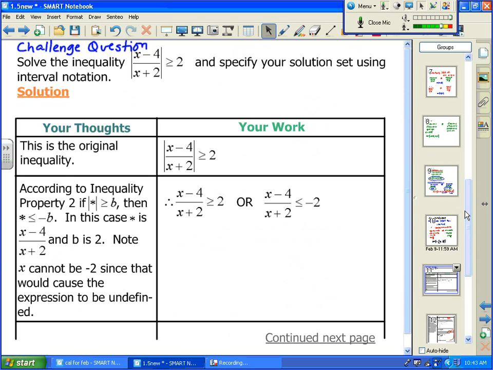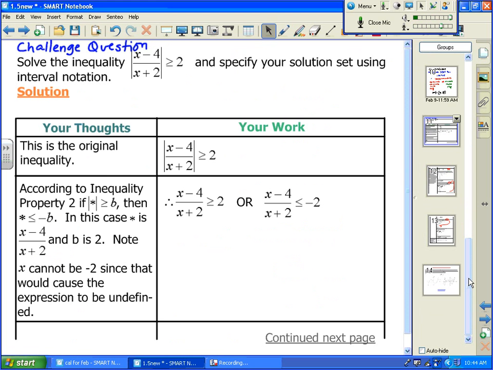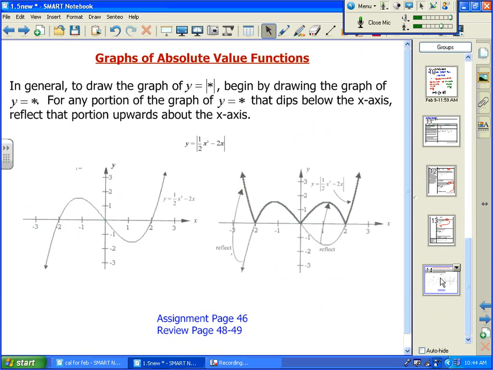All right, I'm going to leave this challenge question if you want to do this on your own time. The notes are there for you. It's got some fun parts to it that you have to think a little bit through. And I want to jump to graphing. I want to finish it today.